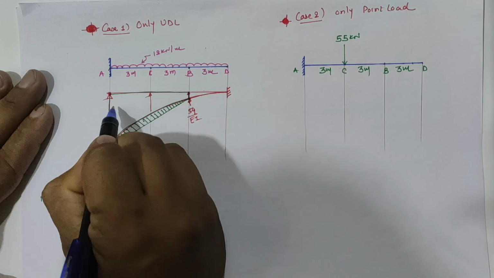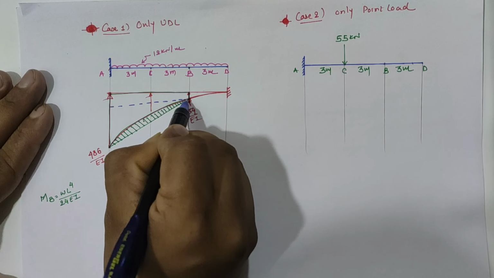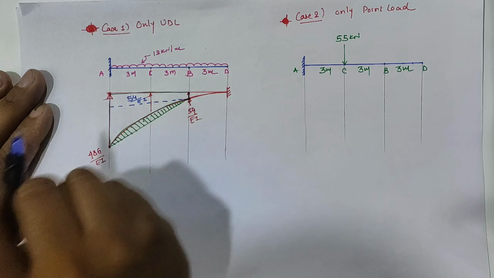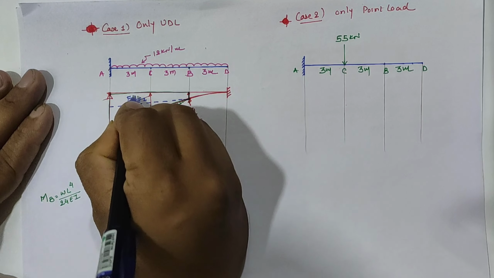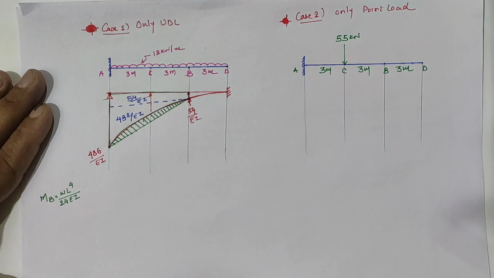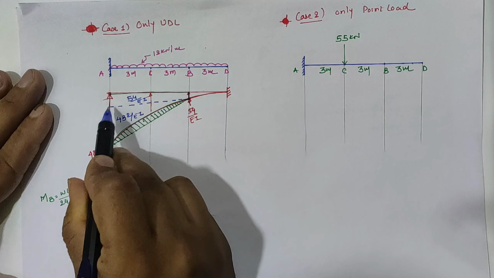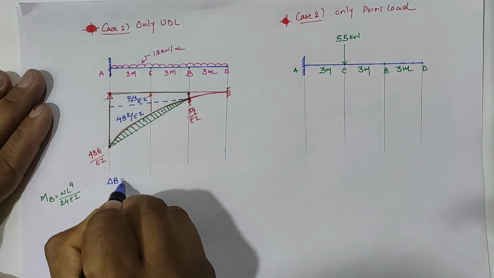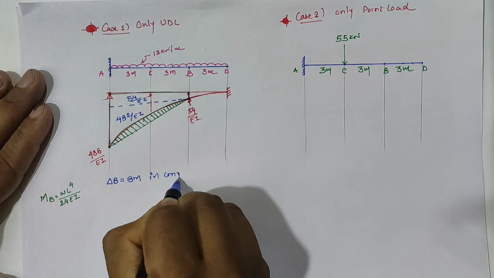If we assume a rectangular part of the bending curve, then it is 54 by EI, and the triangular part, which is 486 minus 54, hence it is 432 by EI, and we have to remove this hatched part as WL raised to 4 by 24 EI from the calculation of delta B.